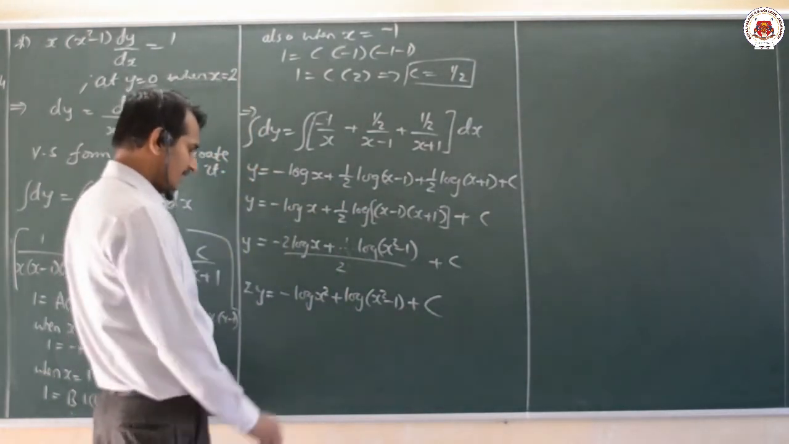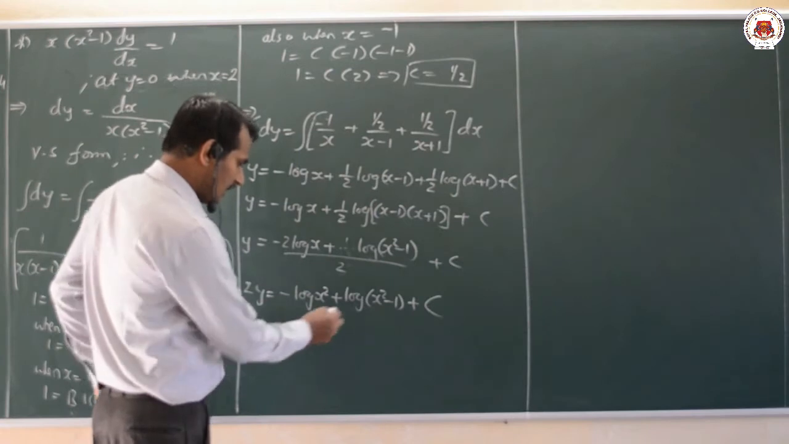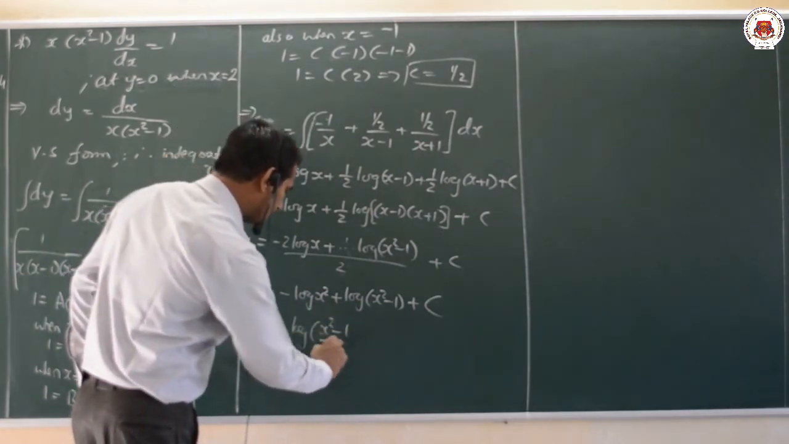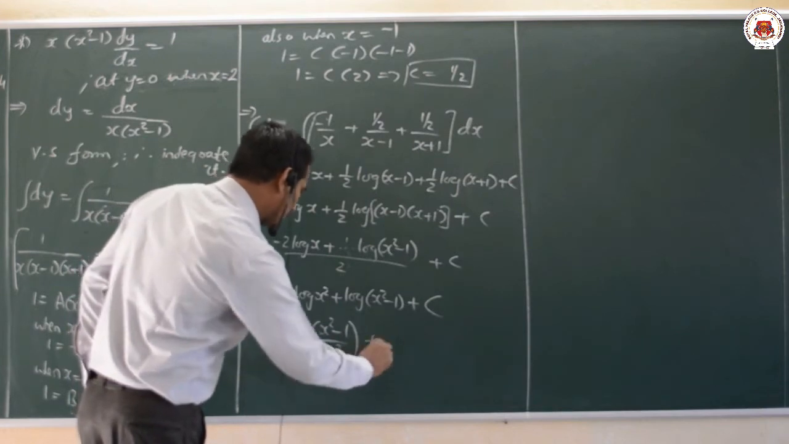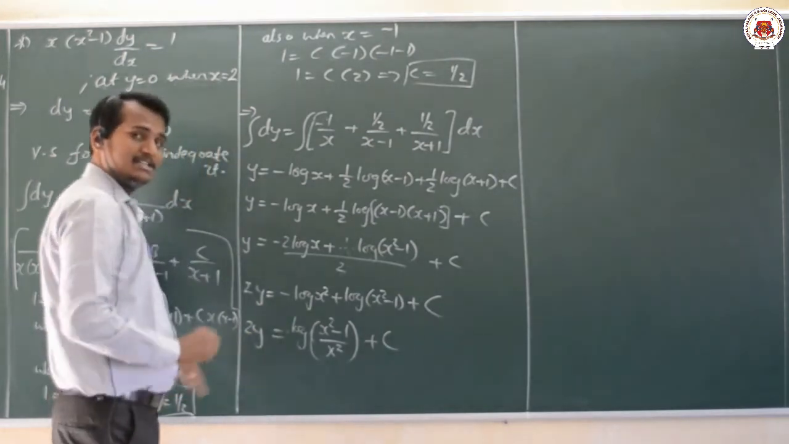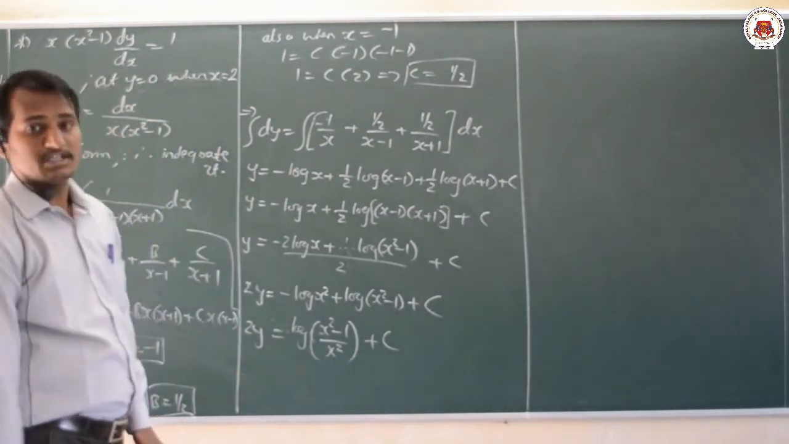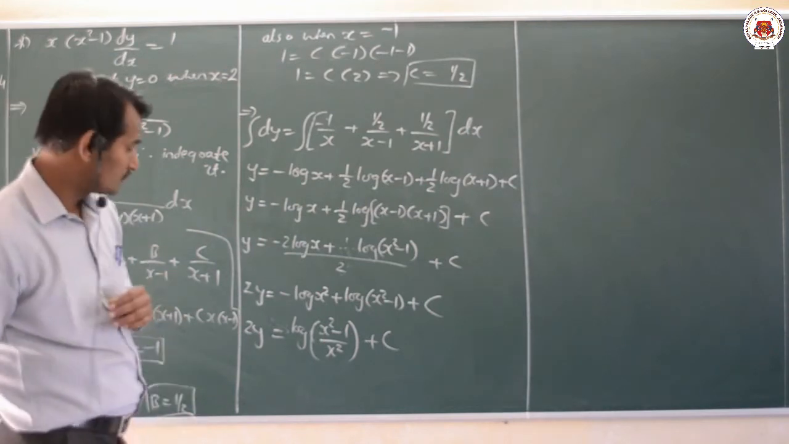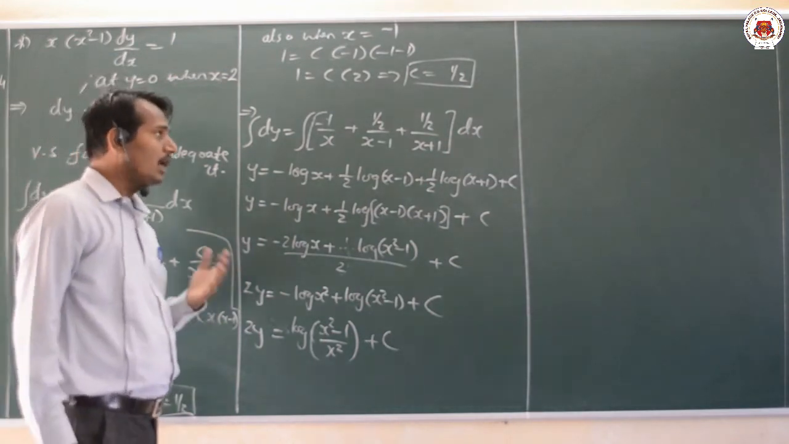Okay, dear students. Now the next step. So now here log a minus log b, that is nothing but here log of x square minus 1 divided by x square plus c. Now what it is? 2y is equal to. So what it is? It is nothing but our general solution, dear students. Now here we require to find out the particular solutions. Now particular solution, how to find it?